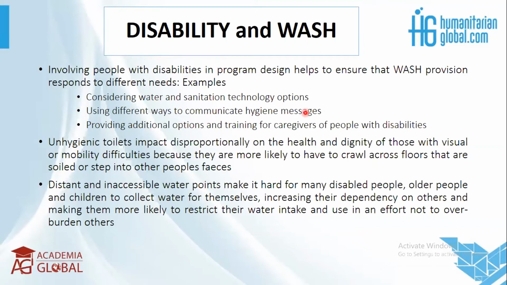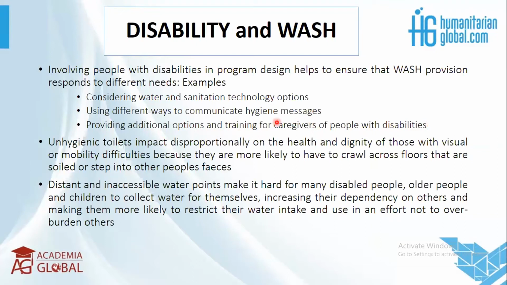As I said, in terms of impairments, you may need to reconsider how you communicate your hygiene messages. Maybe you can consider using more pictorials, or using Braille. So it enables you to use different ways to communicate hygiene messages. And you can also think in terms of providing additional options and trainings for caregivers. You can focus on caregivers for people who are living with an impairment or a disability, so you can look at the option of training the caregivers.